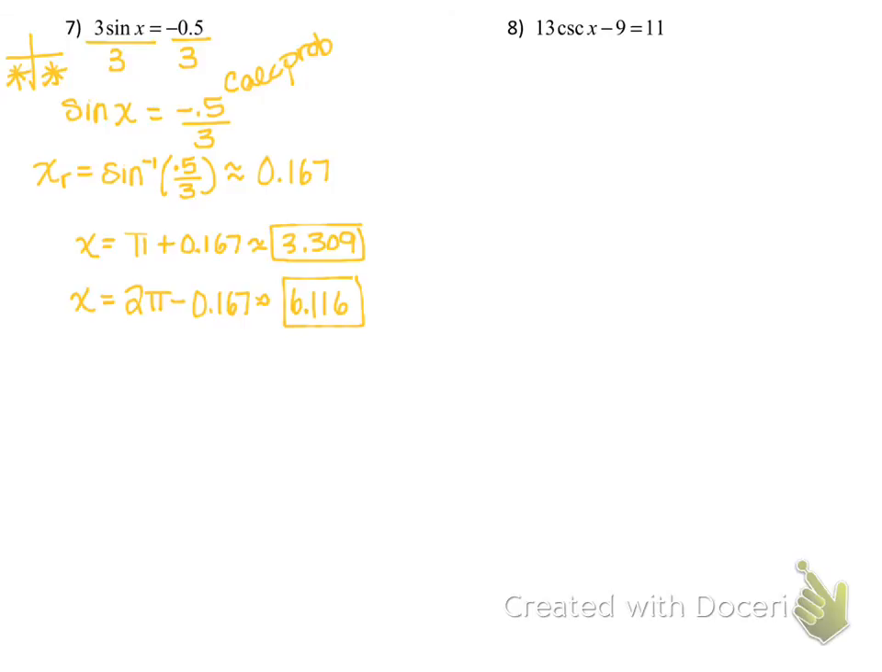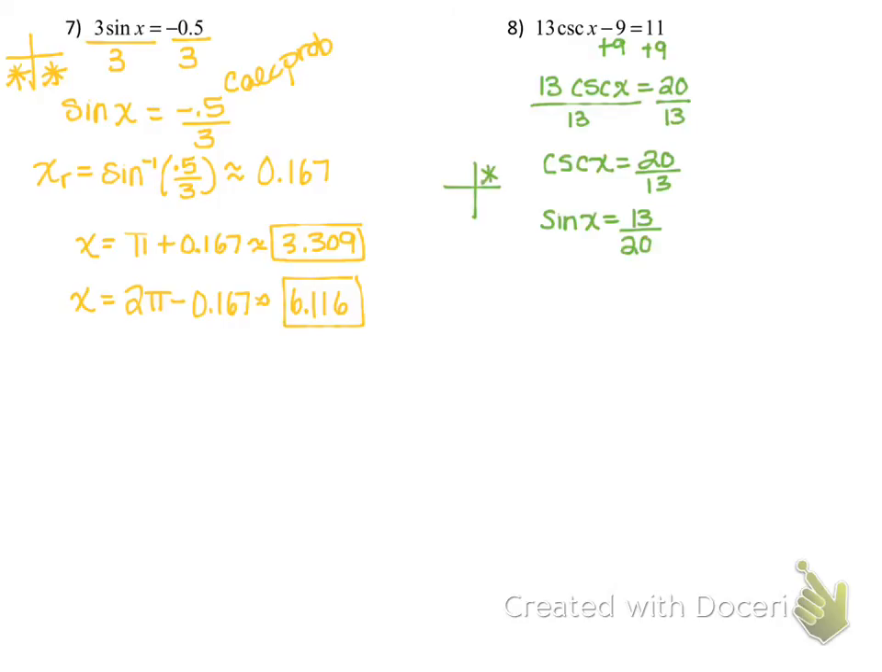For number 8, we're going to add 9 and then divide by 13. And we have cosecant x equals 20 over 13. But we need to make it into sine. So we have sine x equals 13 over 20. So that's a positive value, and sine is positive in quadrants 1 and 2.